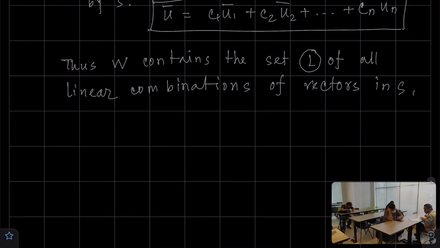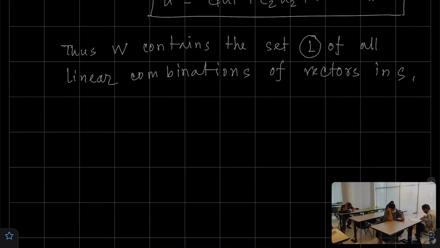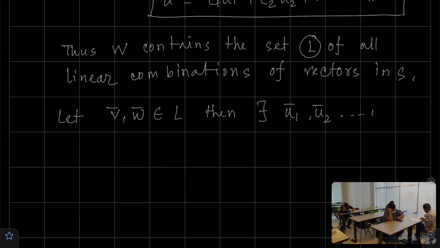Okay, so now let V and W be two vectors belonging to L. Then there exist vectors U1, U2, up to Un belonging to S, such that the vector V is equal to, V will be what?